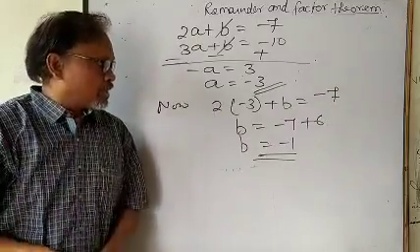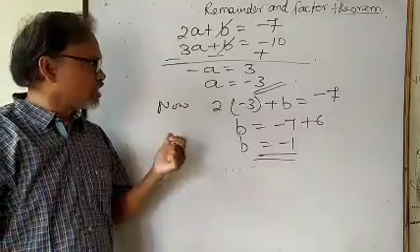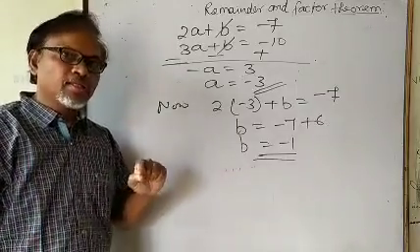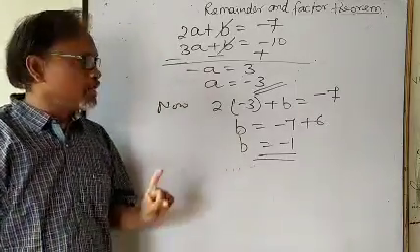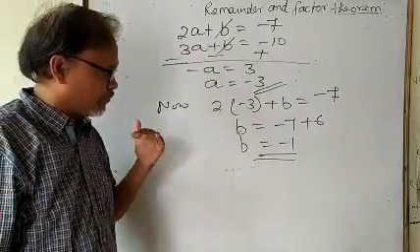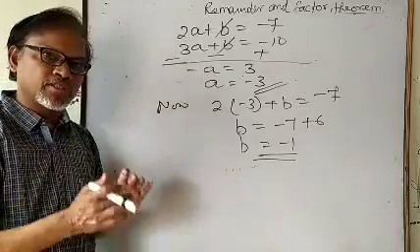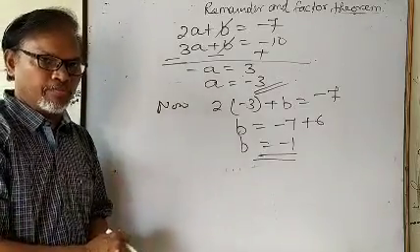If the question asks one more part, by using these values of a and b factorize completely, then you will put a and b in equation 1, meaning in fx, and then factorize by the previous method which I have done in the previous question.